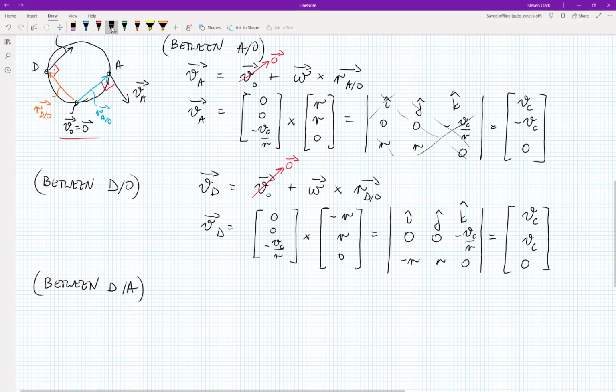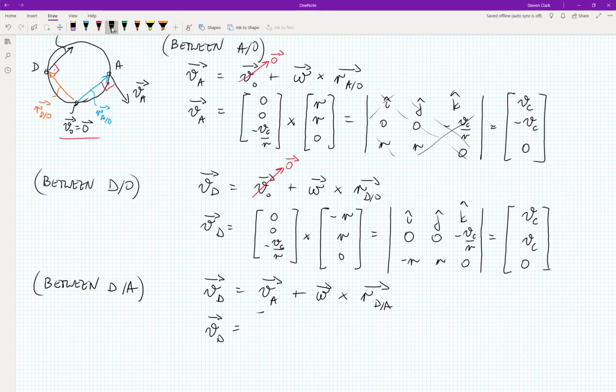So in here we will have VD is equal to VA plus omega times RDA. So our VD is equal to, what was VA? Aha, VA is found here in the top right corner, sorry. VA is VC, minus VC, 0. Omega is unchanged for the body, so it will be 0, 0, minus VC over R. And now this vector.